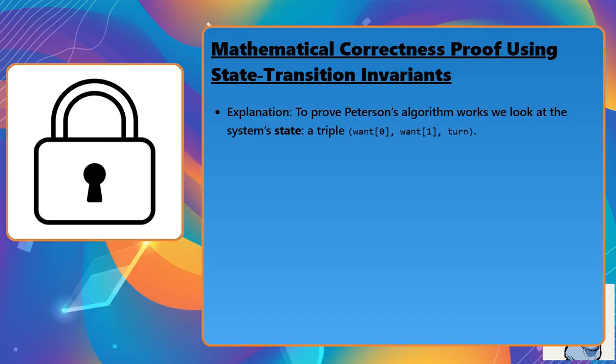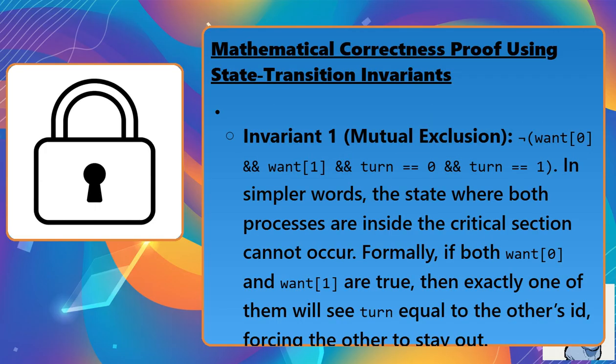Explanation. To prove Peterson's algorithm works, we look at the system state: a triple (want_0, want_1, turn). The algorithm must keep two important invariants true at all times. Invariant 1, mutual exclusion: not (want_0 and want_1 and turn equals 0 and turn equals 1). In simpler words, the state where both processes are inside the critical section cannot occur. Formally, if both want_0 and want_1 are true, then exactly one of them will see turn equal to the other's identifier, forcing the other to stay out.